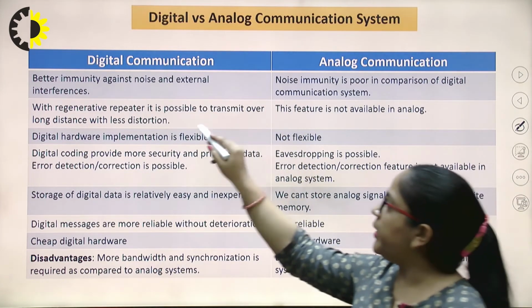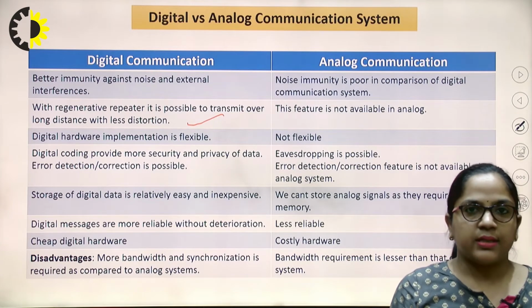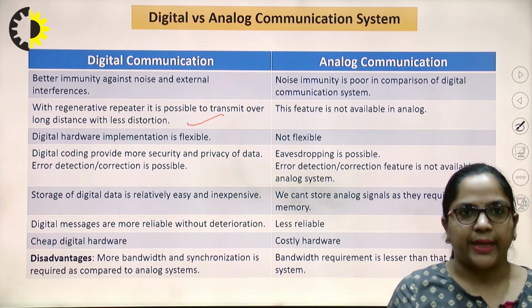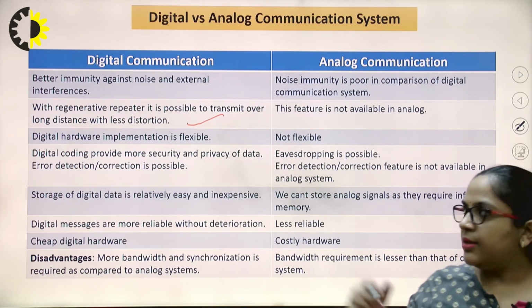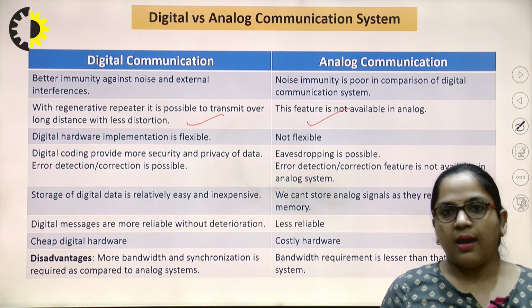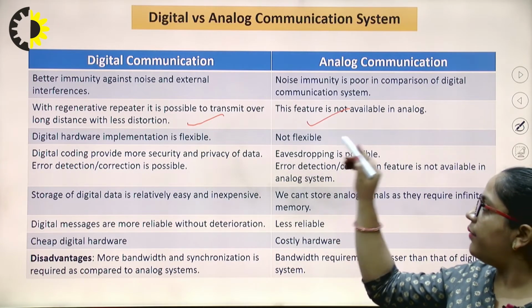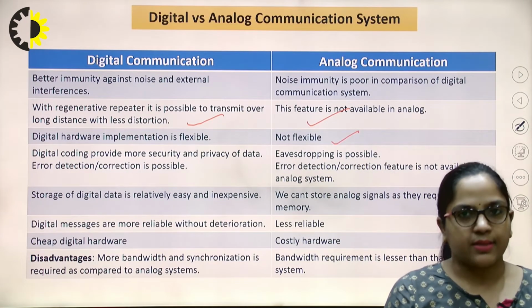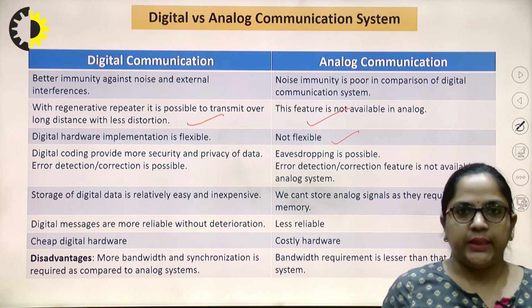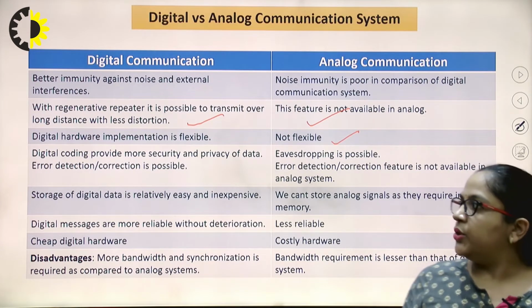In digital communication with regenerative repeaters, it is possible to transmit over long distances with less distortion. The repeaters help us remove the distortions from time to time, while in analog communication this feature is not available. The cost of digital hardware is quite less in comparison with the hardware required for analog communication. In digital communication, we have the provision to encode the data, so it provides more security, encryption and privacy to our data.